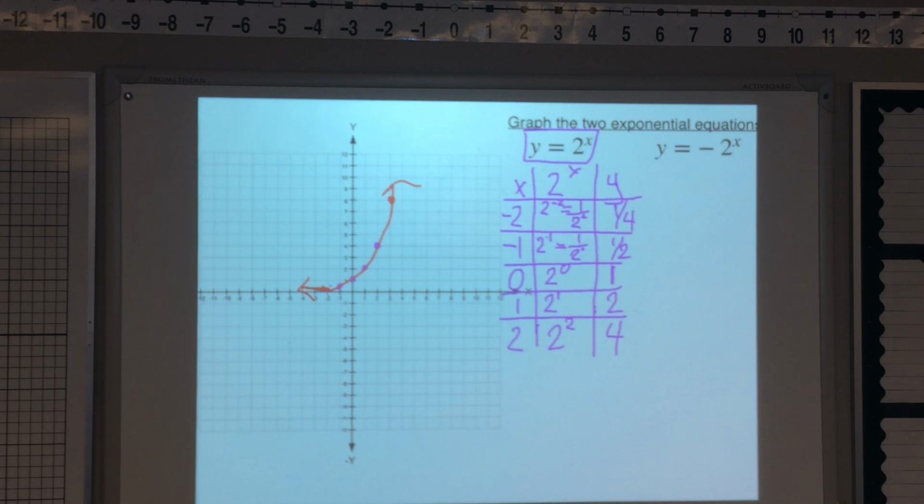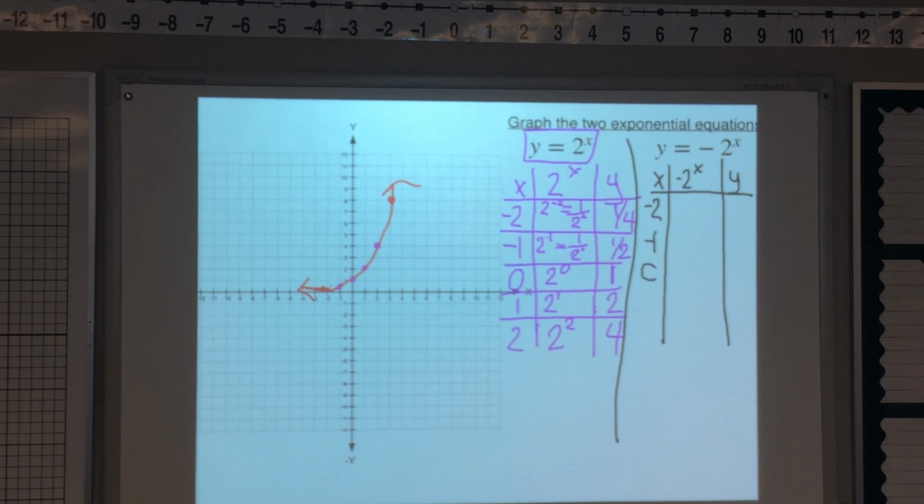So let's look at the second one. When I have y equals -2 to the x power. So now I'm going to use my same numbers. X column, I need my -2 to the x power, and I need my y. -2, -1, 0, 1, and 2.